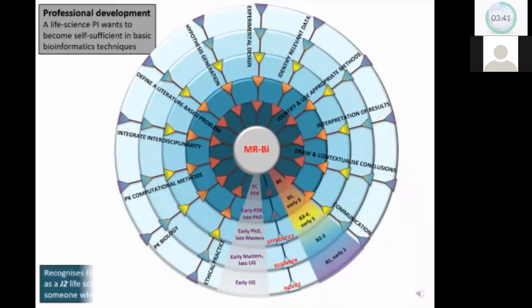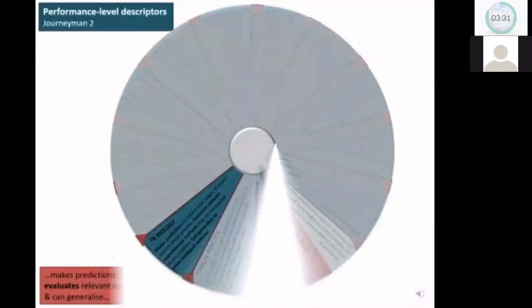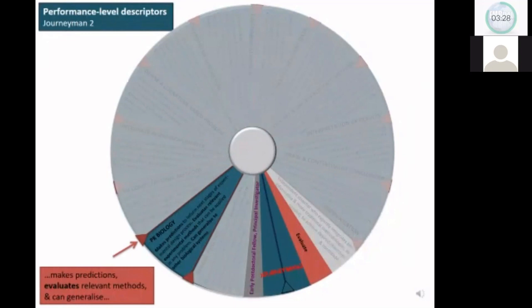And this individual recognizes him or herself as a J2 independent life scientist. And this is someone who makes predictions, evaluates relevant methods, and can generalize to other biological systems and so on. And as you can see in the highlighted performance level descriptor here, note the requisite Bloom's level reflecting that. So this is a person that is a J2, evaluates in the level of Bloom's in the biology KSA.